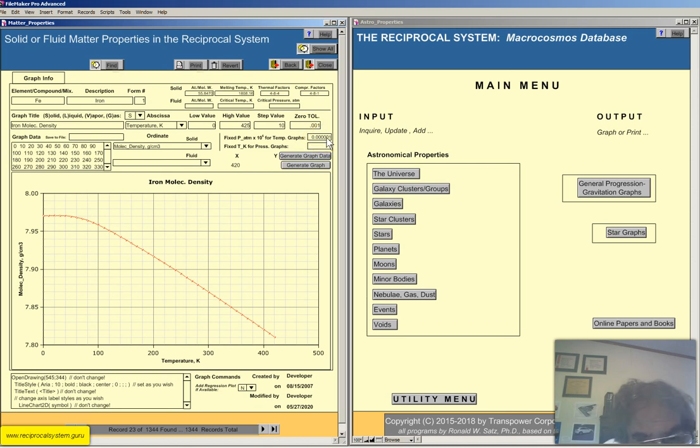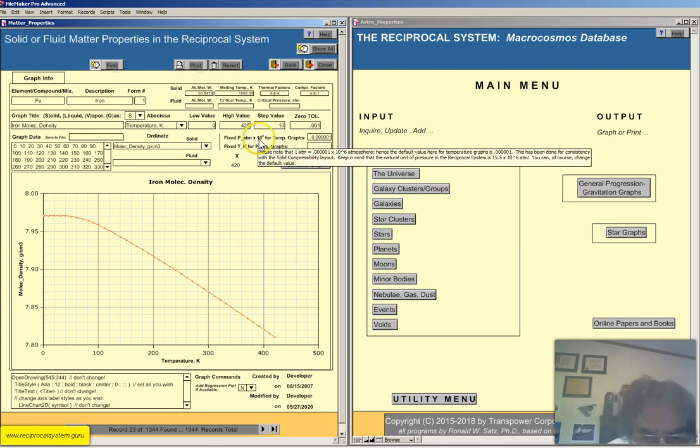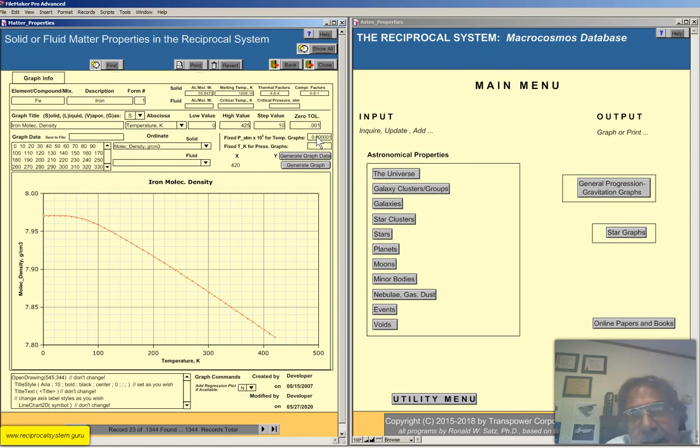1 times 10 to the minus 6, times 10 to the 6, will be 1 atmosphere, okay? And that's for temperature graph. So that's what you would normally use, unless you're doing something involving both pressure and temperature. Now, if you're doing a pressure graph, then you have to fix the T, and you put that here. Okay, now, the program will calculate the graph data, and then you can actually save that to a file if you want to. Type the file name here, and we'll go there.